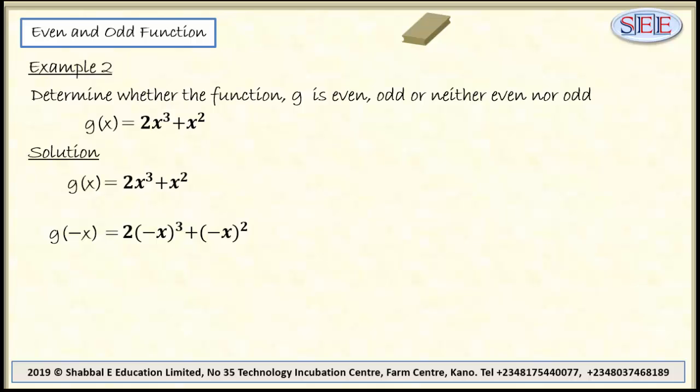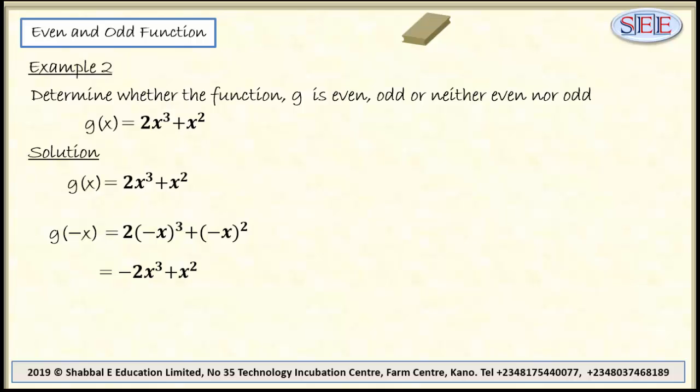Now I'll simplify this further. Minus x raised to the power of 3 is minus x cubed. Then multiplied by 2 gives the answer minus 2x raised to the power of 3. And minus x whole squared simply gives positive x squared, because minus times minus is plus. So g of minus x is now equal to minus 2x raised to the power of 3 plus 5x squared.